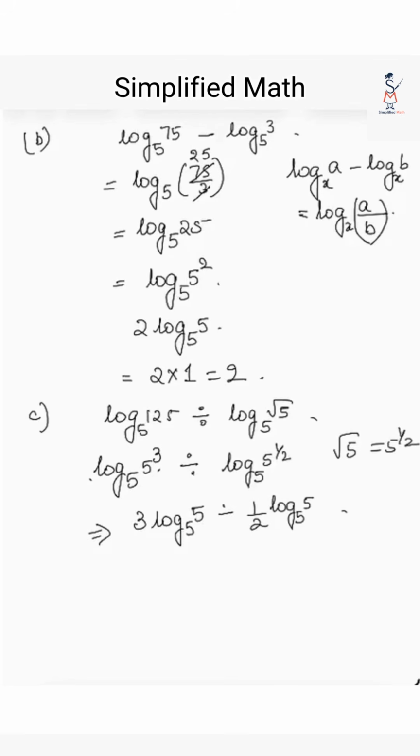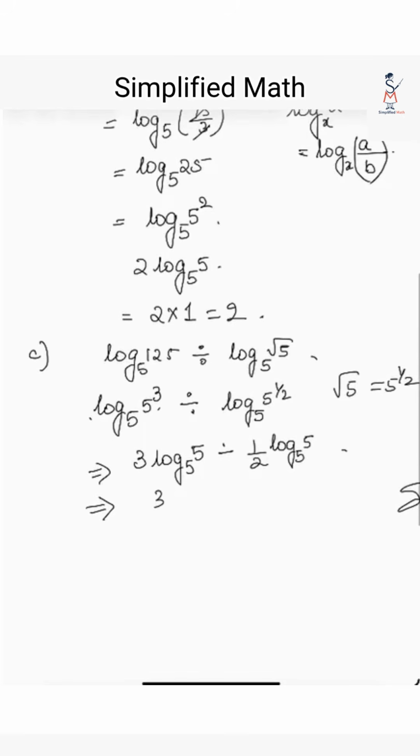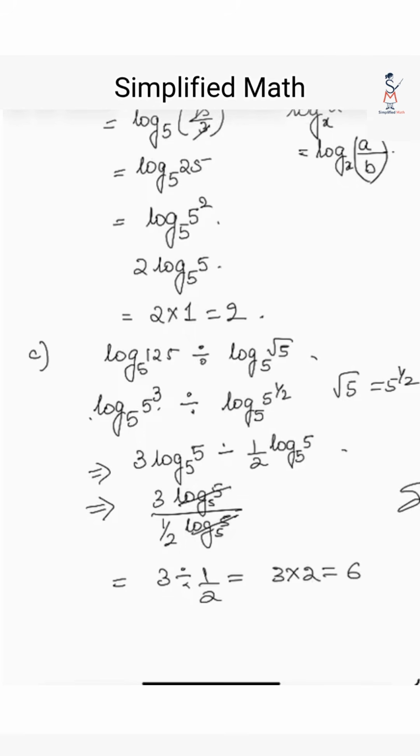Fine. Now what we will do, it is 3 into log 5 divided by half log 5. Fine. So now this will be 3 log 5 to the base 5 divided by half log 5 to the base 5. This log 5 and log 5 will get cancelled. 3 divided by half will become 3 into 2, that is 6.